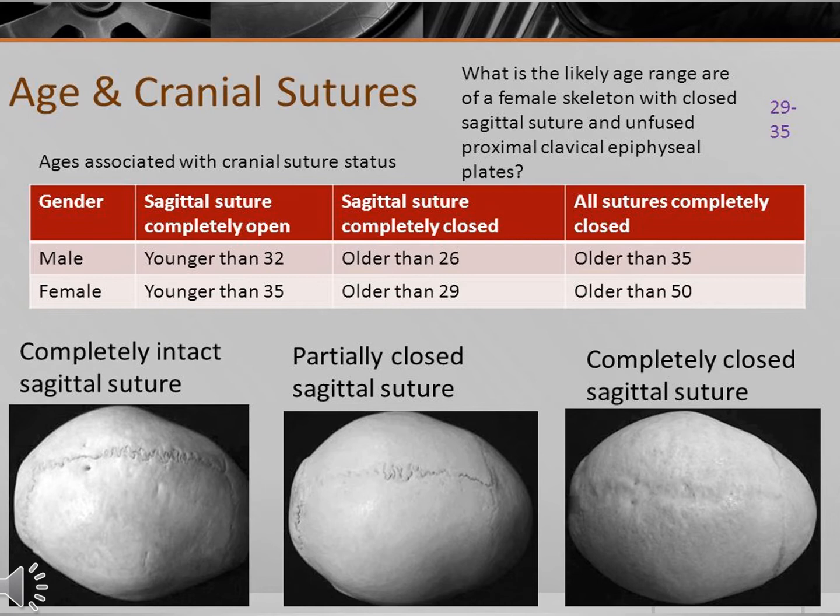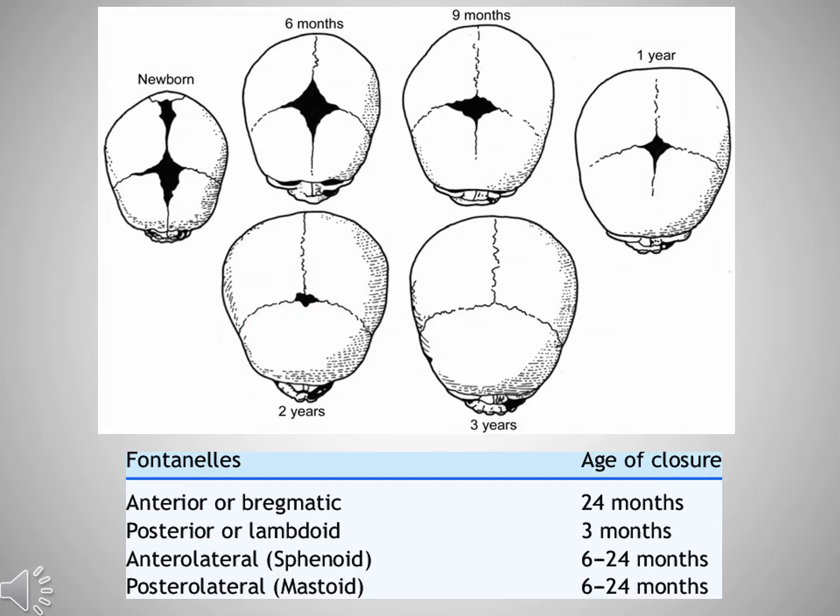In the first image, there is a completely intact sagittal suture, then partially closed after a few years, and then completely closed sagittal suture is in the third picture. Here we can see a diagram showing the fontanelles and the age of closure.